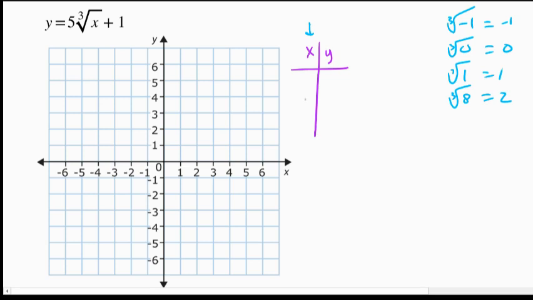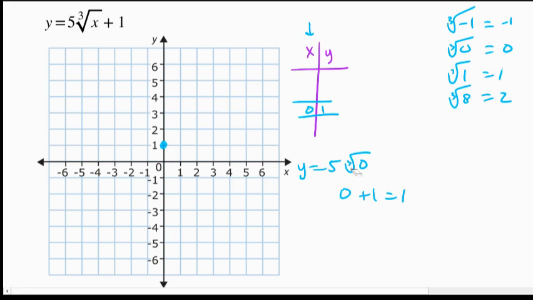So the first one I'm going to plug in, this one doesn't have anything happening on the inside here, so the easiest thing would just be 0, because then when I plug 0 into the function, I get cube root of 0, which is 0, 0 times 5 is 0, plus 1 is 1. So there's my first point.